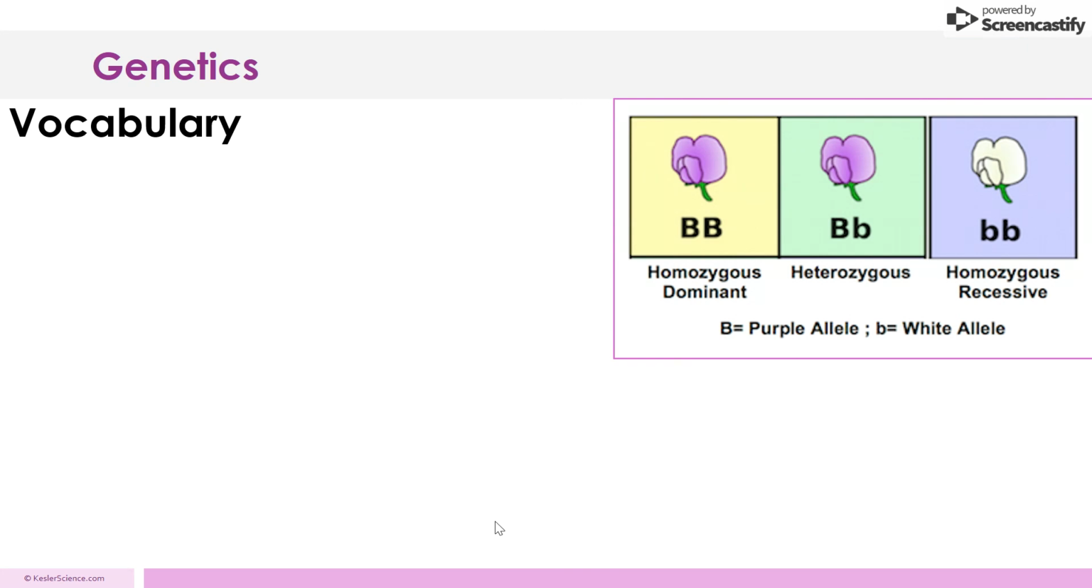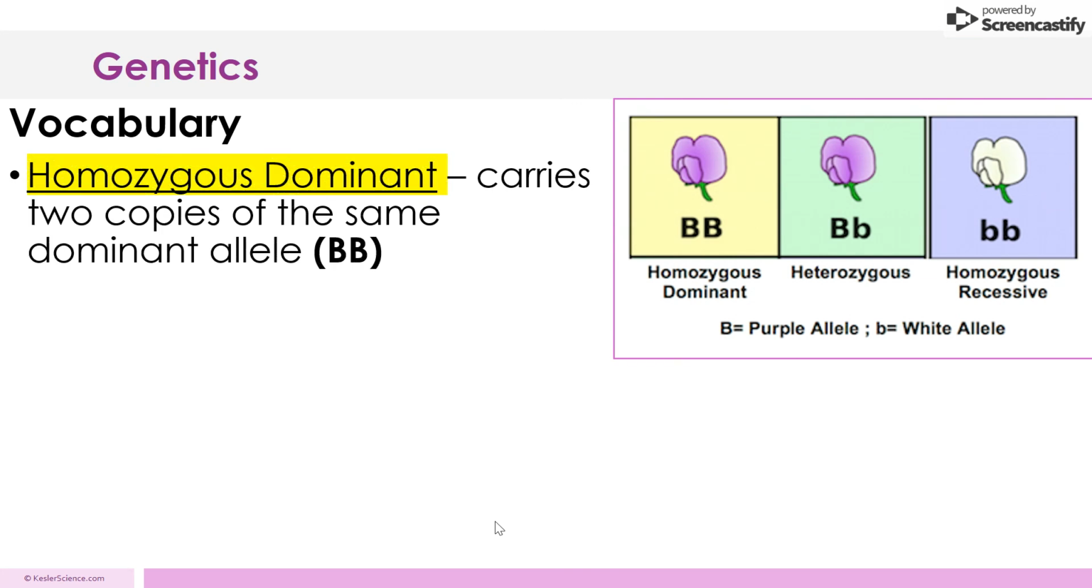Okay, more vocabulary. Homozygous dominant. Homozygous dominant. Be sure to add this to your vocabulary. Okay, so homozygous dominant carries two copies of the same dominant allele. Okay, let's break up this big scary word, homozygous, and make it a little more friendly, something that we can understand.